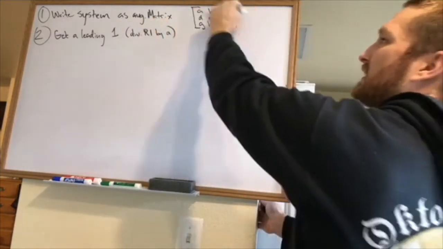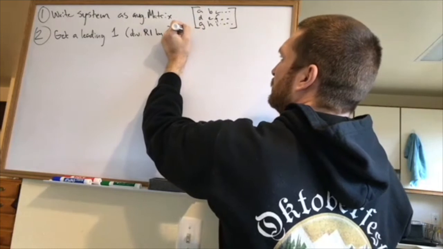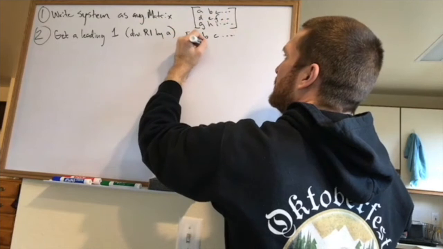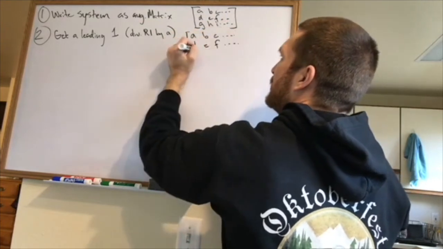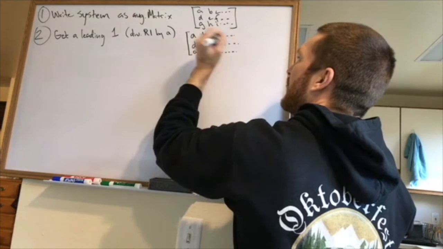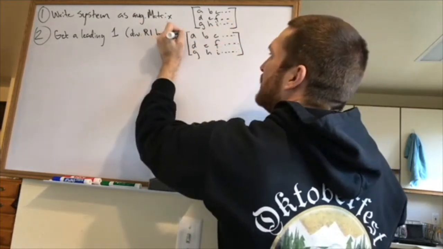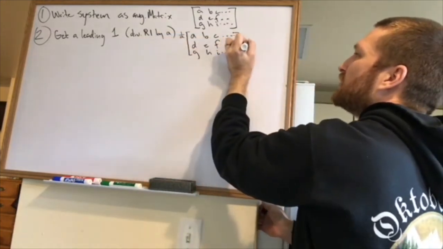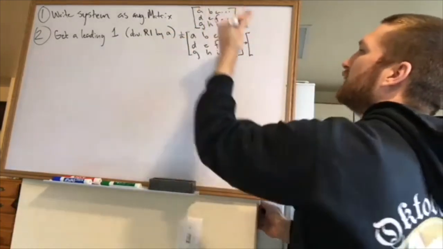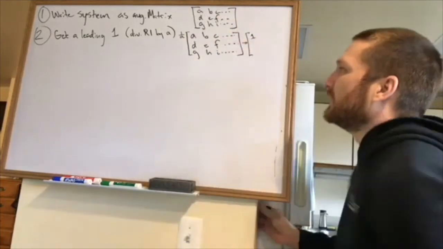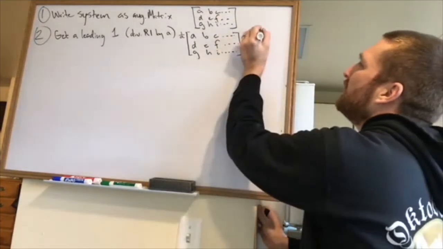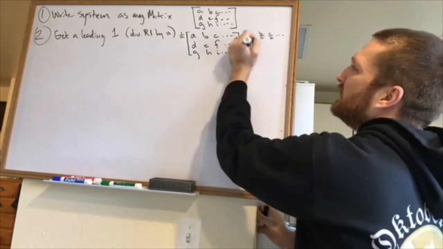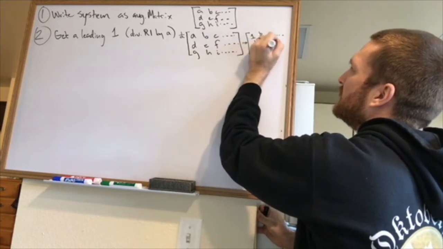So if we were given something like this, I would say, okay, C, blah, blah, D, E, F, blah, blah, G, H, I, blah, blah. We go 1 divided by A times that entire top row. And that's going to give me, well, A over A is a 1. That's the point. Get a leading one. Then you have whatever B over A is, C over A, and then all these guys are just whatever they were to begin with.